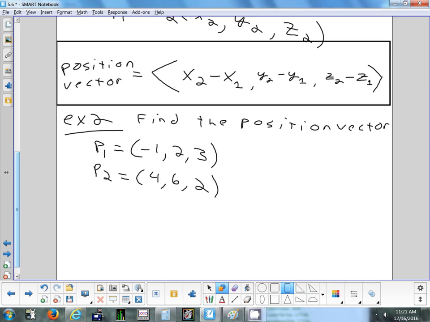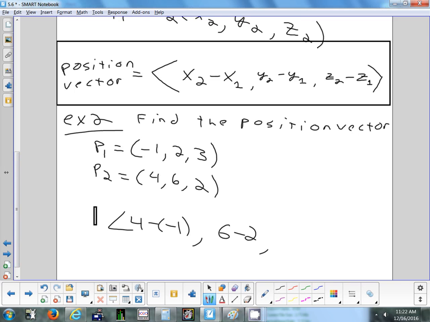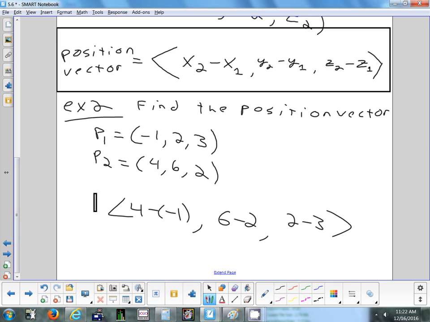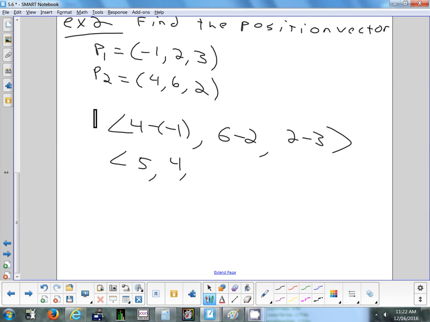Okay, so as I walked around, a lot of people got the right answer. If there was anything wrong, it's just because maybe you did the subtraction in the wrong order. So you're going to start out with 4 minus negative 1, then 6 minus 2, and finish with 2 minus 3. 4 minus negative 1, what do you get when you do that? 5. That's one that a couple people messed up. 6 minus 2, that gives me 4. And 2 minus 3, John? Negative 1.